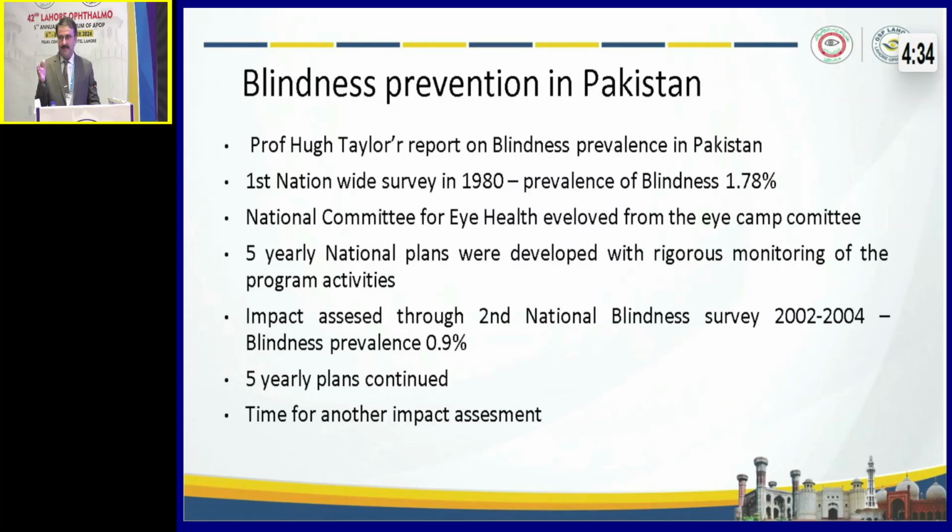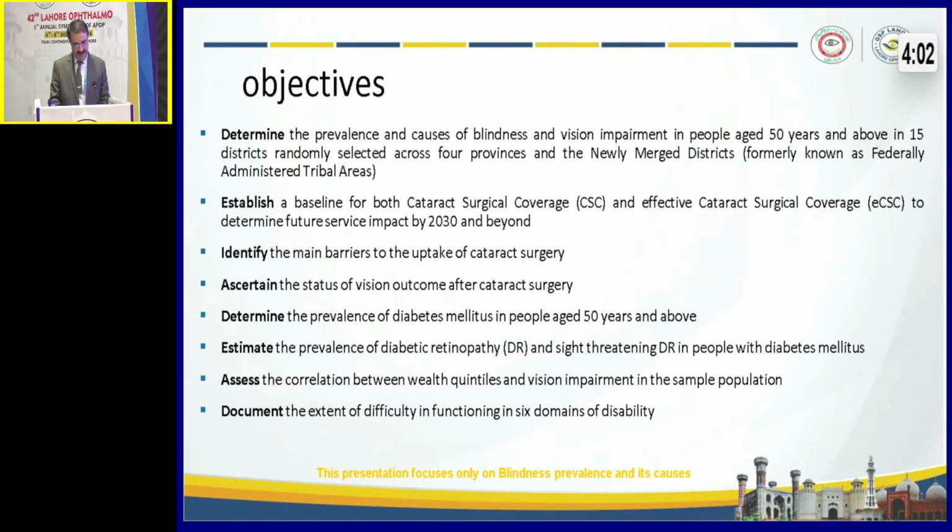Now, as time passed, the need came to see the impact of that national committee. For that reason, the impact was assessed through the second national blindness survey, which occurred from 2002 to 2004, where the blindness prevalence came down from 1.78% to 0.9%. So the 5-yearly plan continued, and as time passed, the time for another impact assessment came.